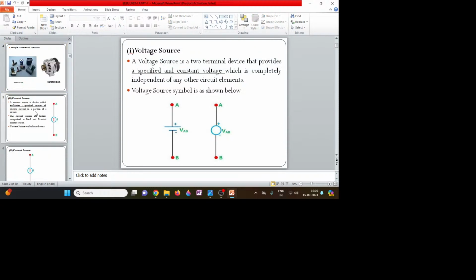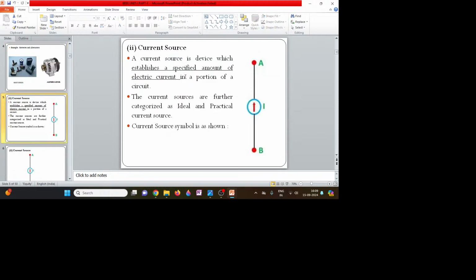So let us discuss the current source. A current source gives the specified amount of current that is required by the circuit elements. A current source is represented by a circle with an arrow mark inside it. This red color line is nothing but the arrow mark. Whatever current is required by the circuit elements is provided by this current source.